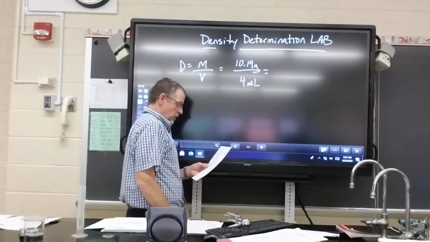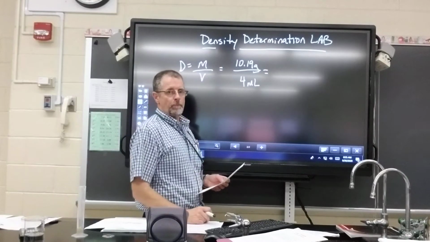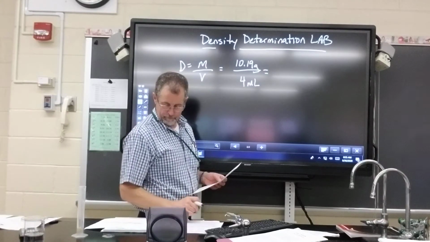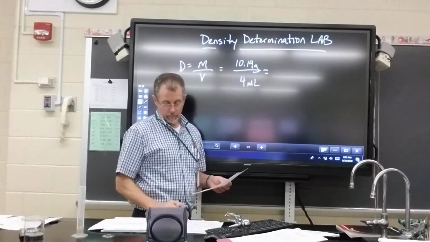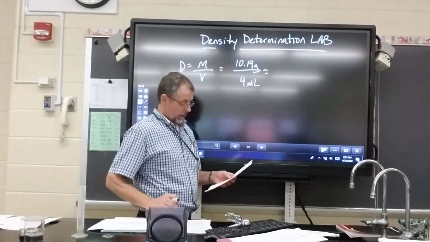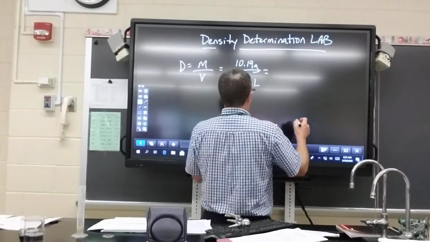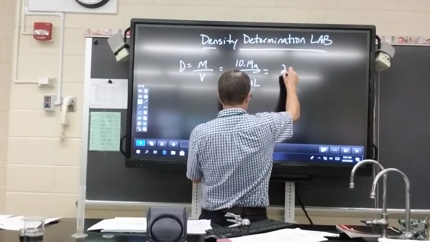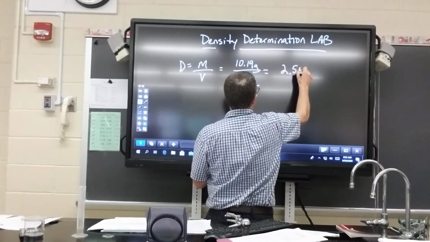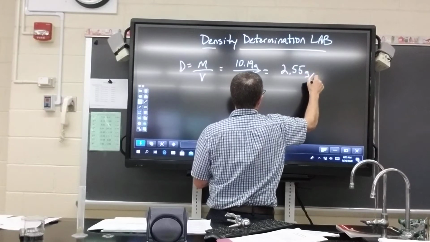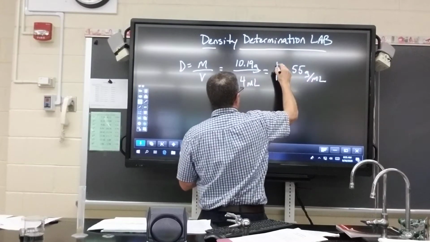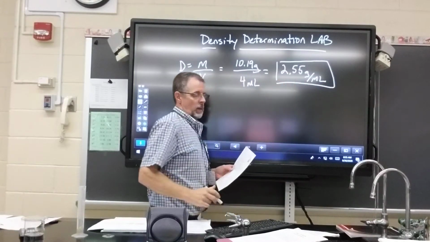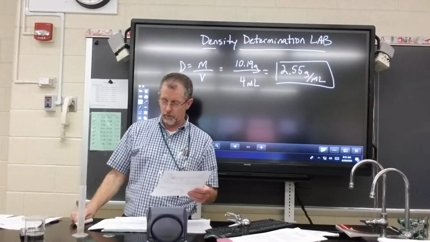So when you punch that into the calculator, what do you get? So take a moment to calculate that. And when I did the calculation, I got 2.55 grams per milliliter. So that is the density of that irregular object.